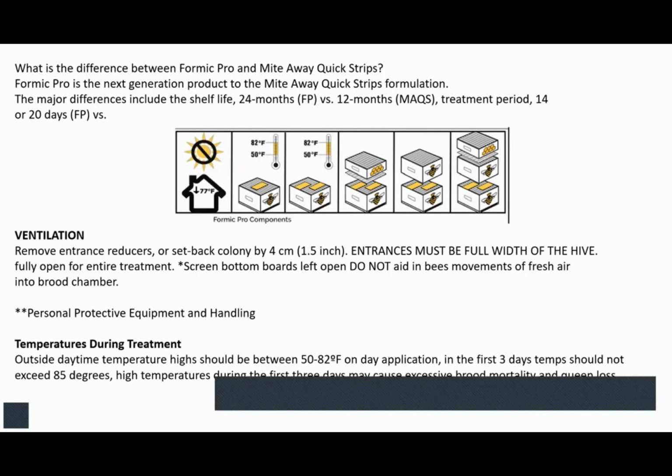And then use your protective gear. And the outside daytime temperature high should be between 50 and 82. When you're in the 80s, that's kind of iffy. So if you can do 70s, and it says the first 3 days of that treatment are your crucial days. So look at your weather map and plan for 3 days. And if it stays under 80, then you're good.